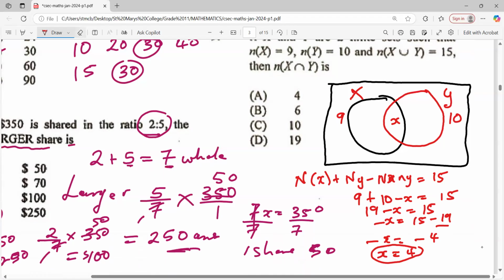Let's see if it makes sense. I kind of like to do that all the time. All right, so we are saying that the intersection should be 4. That means if the total in X is 9, we're going to subtract to get the only, right? And same thing for this, we're going to subtract the 4 to give us 6. So these three numbers must add up to what? 15. So 6 plus 4 is 10, plus the 5 is 15. How many in X? 5 plus the 4. How many in Y? 4 plus the 6. So that is correct. So our answer would have been 4.